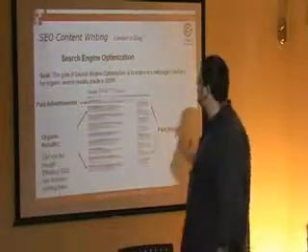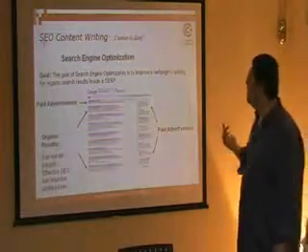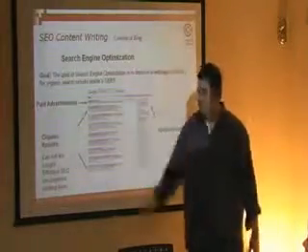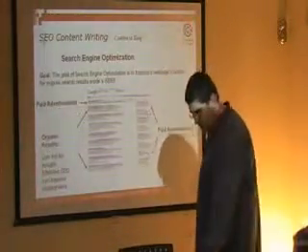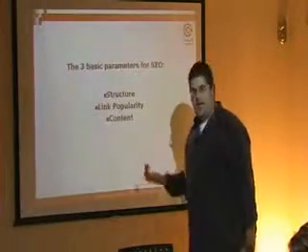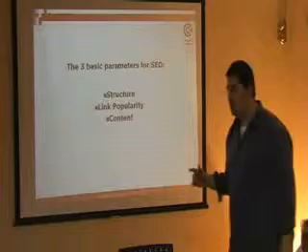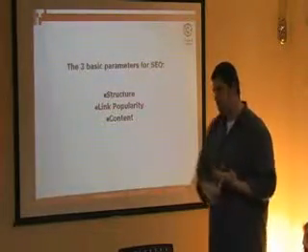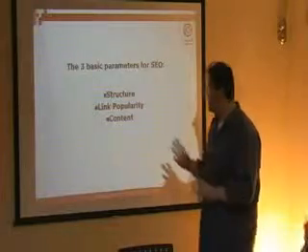So, you saw this before. The goal of SEO is to improve your position here in the SERP. And here are the three basic parameters for SEO: structure, link popularity, and content. And I've kind of covered all three.